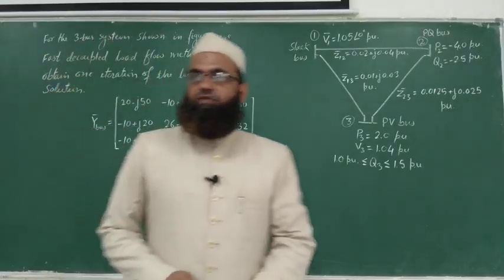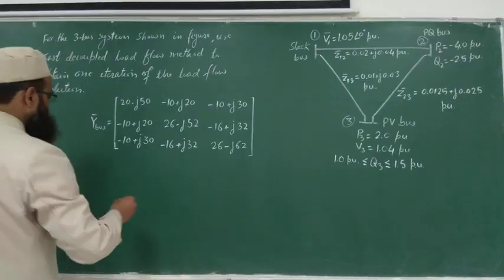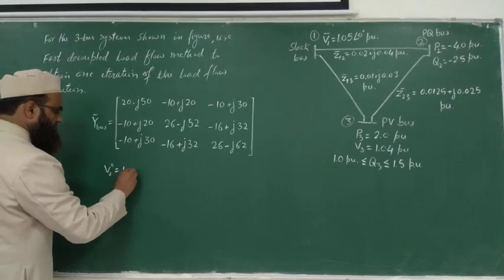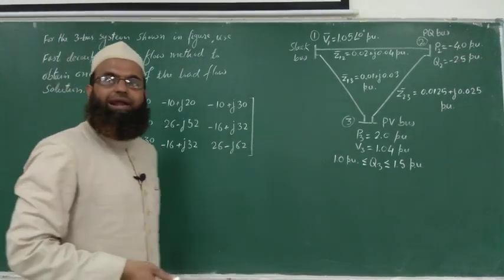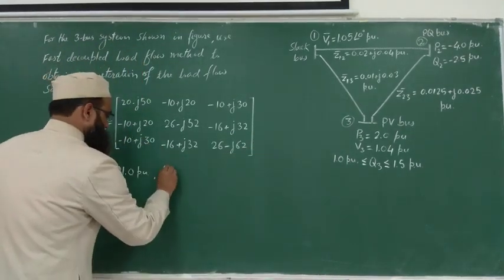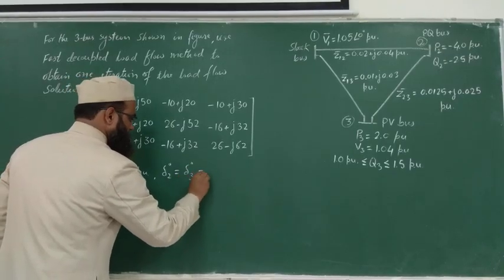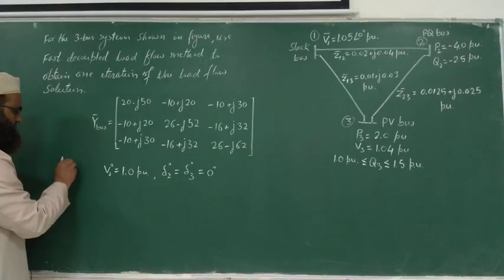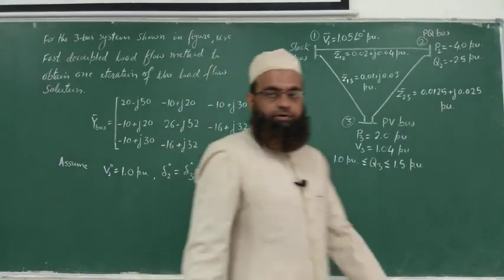Step number 3, assume initial values of the variables. So variables are V2. So initial value 1 per unit. And the other variables delta 2 and delta 3. So delta 2 0 is equal to same as delta 3 0, that is equal to 0 degree. We are assuming initial values of the variables. So what next?